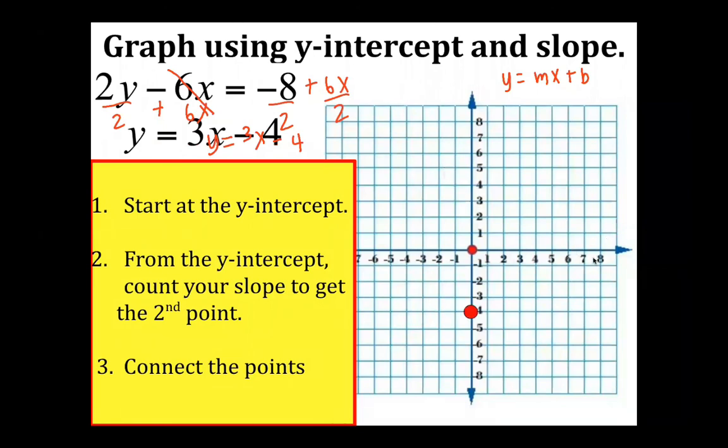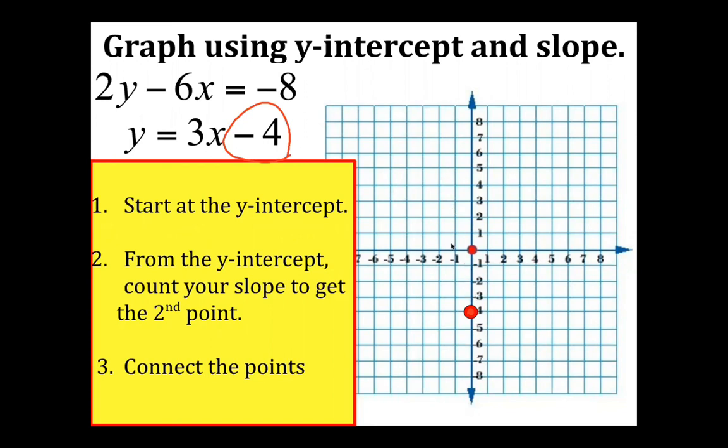And now that we have our equation set to y, we can go ahead and first start at the y-intercept, which as we identify here is -4. Plot it onto your coordinate plane on the y-axis. And once you have plotted -4, move on to step 2.